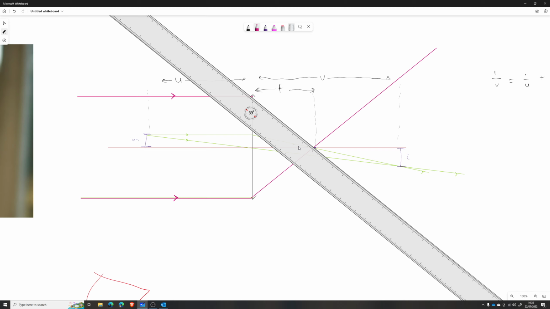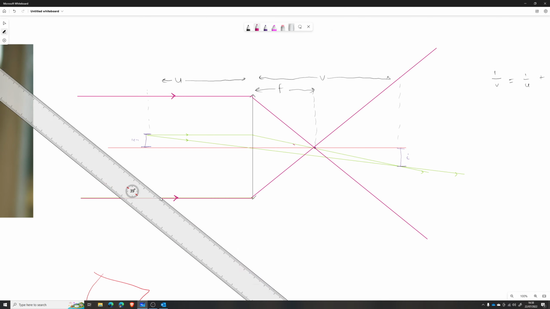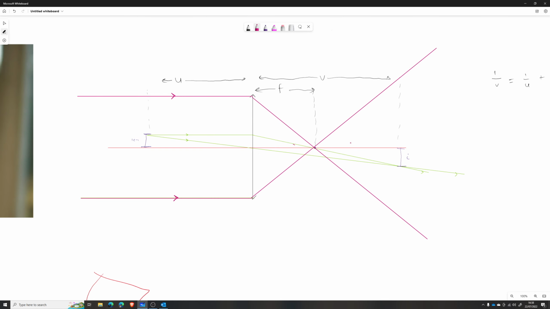Get my ruler at the right angle for this. There they go. I don't think I need the ruler anymore. So those are my two rays coming from a point source of light in the background. Now notice this is my image plane. Notice how much room that point source is taking up in the image plane. So let's call the height of this point source in the image h.